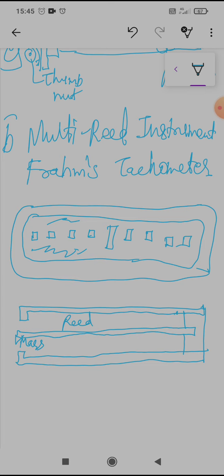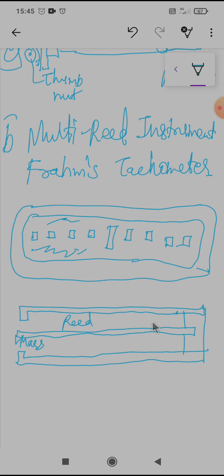Each reed is in the form of a cantilever carrying small masses at their free ends, thus having a different natural frequency. So each has a different natural frequency. When the instrument is attached, as you can see in the diagram, this is the mass at the end of each reed. This is the whole diagram.